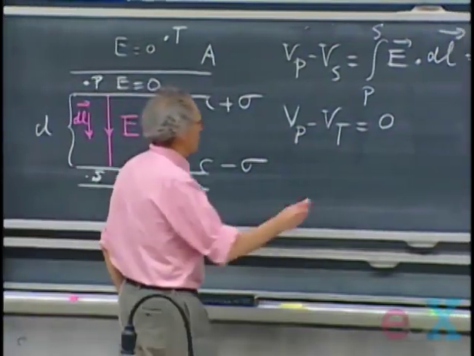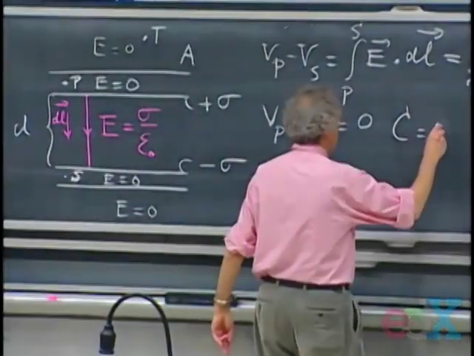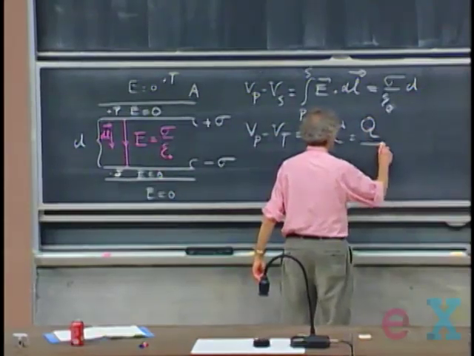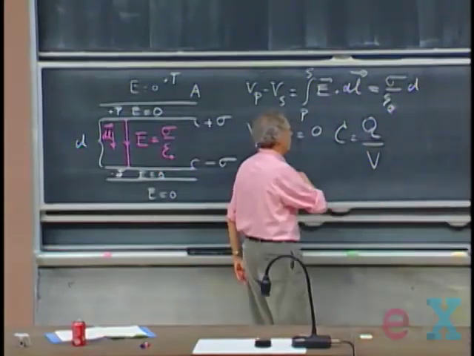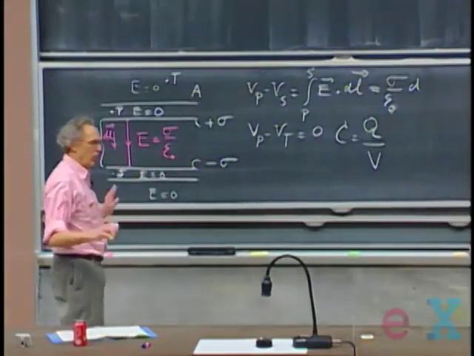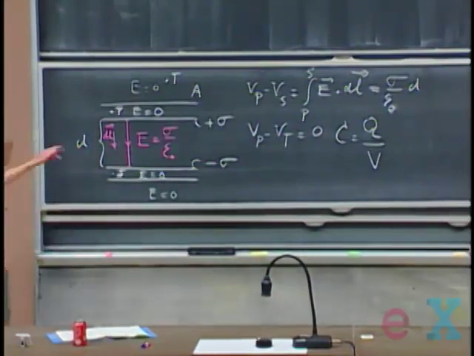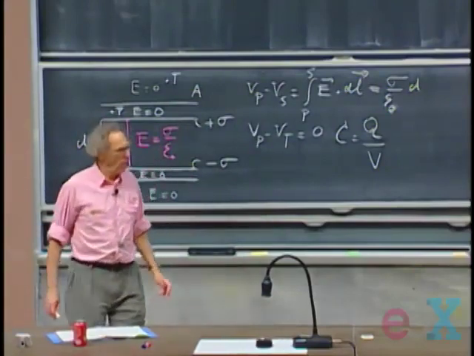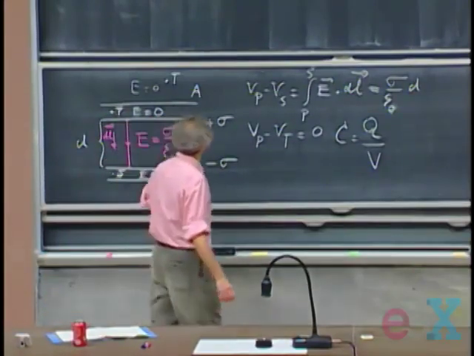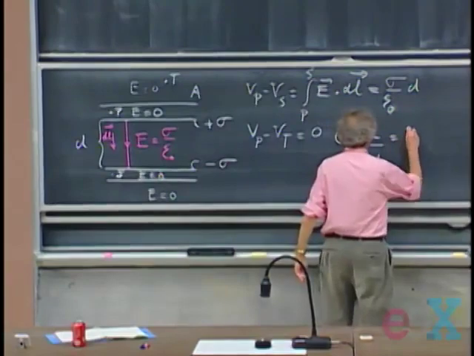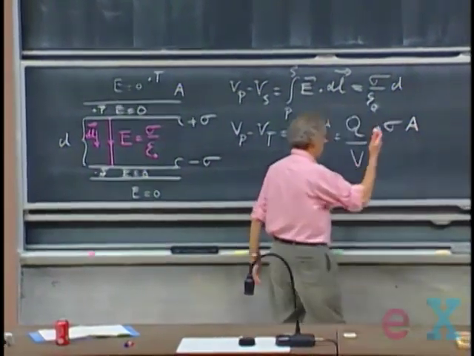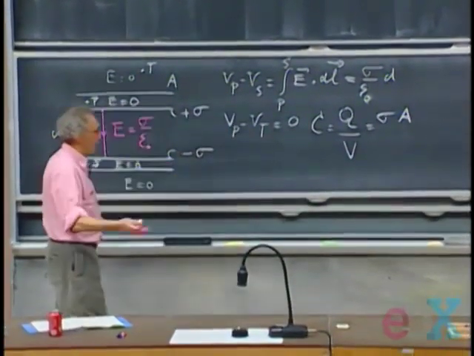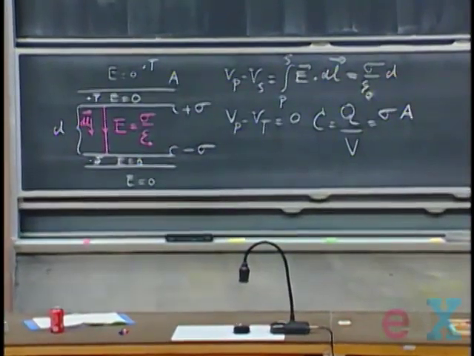What is the capacitance of this plate? The capacitance is the charge on one plate divided by the potential difference, which I just use the word V now. It means it is this value, Vp minus Vs. So what is the charge on one of the plates? It doesn't matter which one you take. That is sigma times A. That's the definition of sigma, right? It's charge per unit area. So that's the charge on the plate.